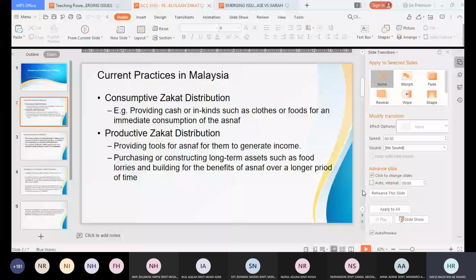Consumptive, if you understand the word consume, is zakat money given to asnaf for immediate consumption. For example, you might give cash to asnaf, so with this cash asnaf can go and buy their necessities, or you can give something in kind, like clothes or food, and once the asnaf receive the clothes or food, they will immediately consume it. This is something which has happened for a long period of time.